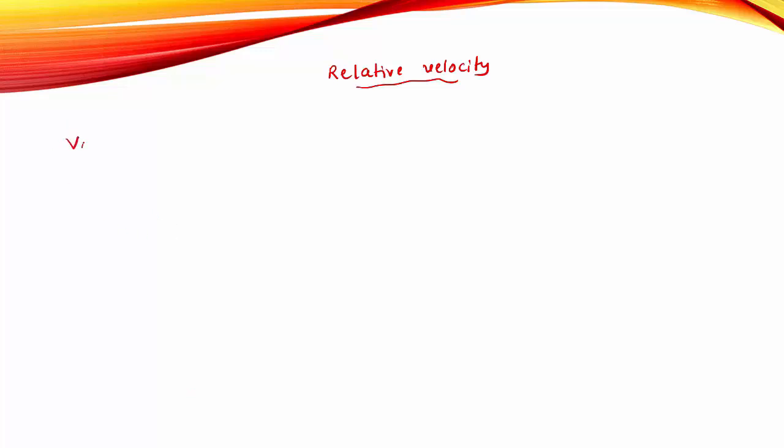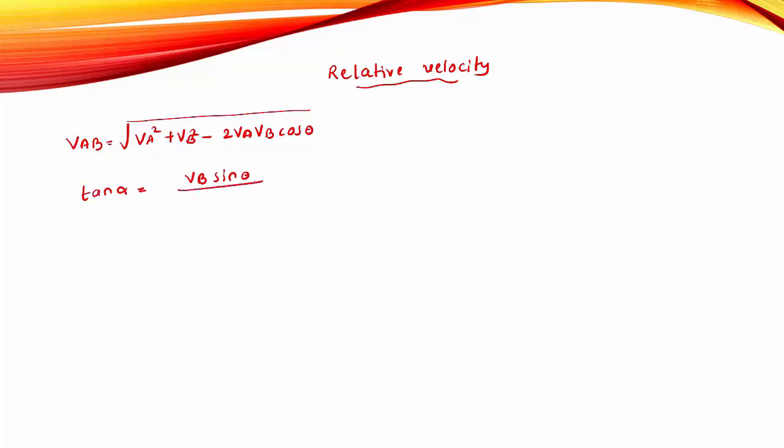Directly I am going to write here. VAB is equal to root of VA square plus VB square minus 2 VA VB cos theta. This gives the magnitude of relative velocity. And direction is given by tan alpha is equal to VB sin theta divided by VA minus VB cos theta. This gives the direction of relative velocity. And here we studied many special cases with some examples.